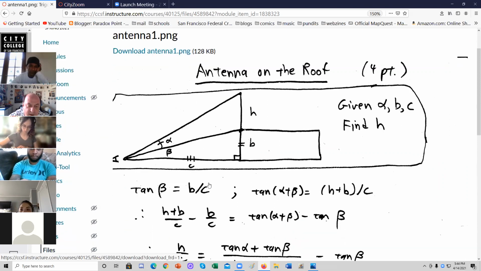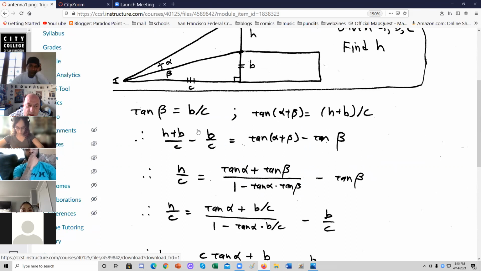So here we go through a fairly elaborate trigonometric reasoning. The tangent of beta is B over C, and the tangent of alpha plus beta is H plus B over C. If you take the difference between H plus B over C and B over C, this is tangent of alpha plus beta minus tangent beta. Now we're going to expand this using the angle addition rule for tangent. The B over C cancels, leaving H over C. On the right, this is tan alpha plus tan beta over 1 minus tan alpha tan beta, and that still is minus tan beta.